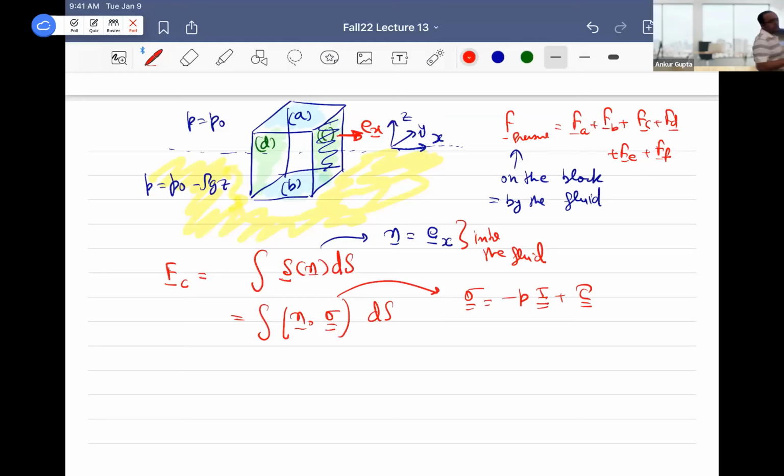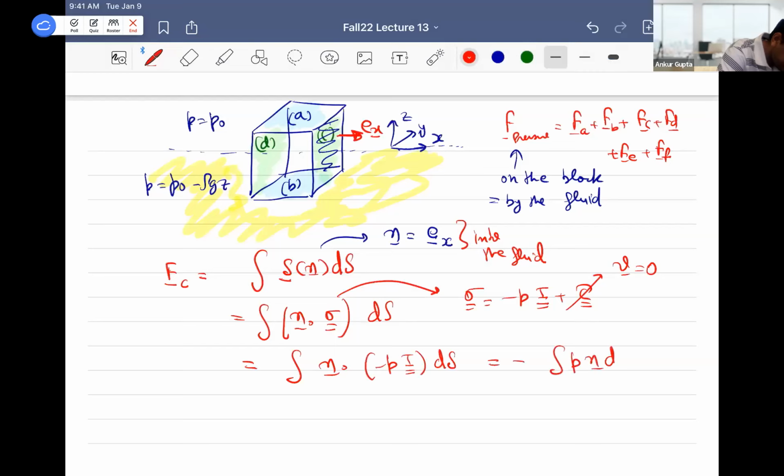Okay. Sigma is minus pi plus tau, and tau is 0 because velocity is 0. When we have flow, this tau will start to become finite, because if I have a velocity gradient, then I will have some shear stress. Right now there is no velocity, it's hydrostatic. So this becomes n dot minus pi ds, and this is simply minus p n ds, because n dot I is simply n. If you dot the n with the identity matrix, it just becomes n. Okay.